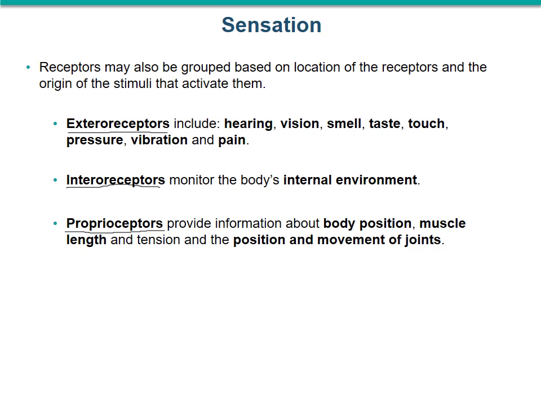The proprioreceptors are a unique group that help you maintain an idea of body position. It's the reason that you're able to walk around a corner and not walk into the corner without actually watching the corner. It's the reason that you can sit in a chair without having to look behind you to see where the chair is. Your body position, your muscle length and tension, the position and movements of the joints, all of those things are controlled by proprioceptors.